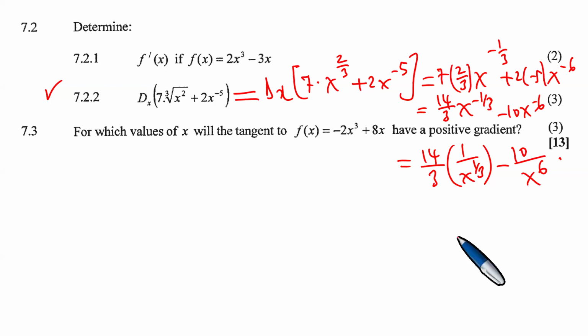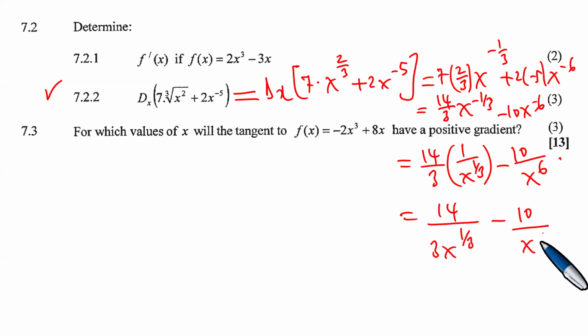But I mean, it can be written as 14 divided by 3x to the 1/3 minus 10x to the 6th power. That is the answer we have. So we're done with that one.